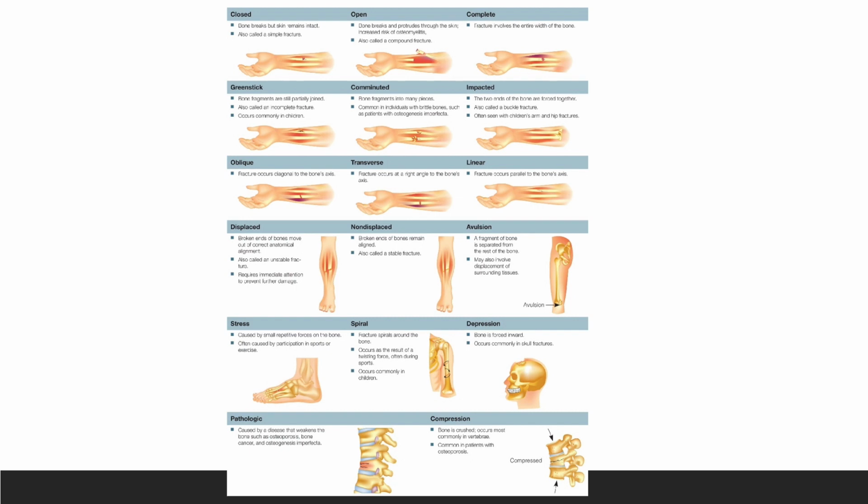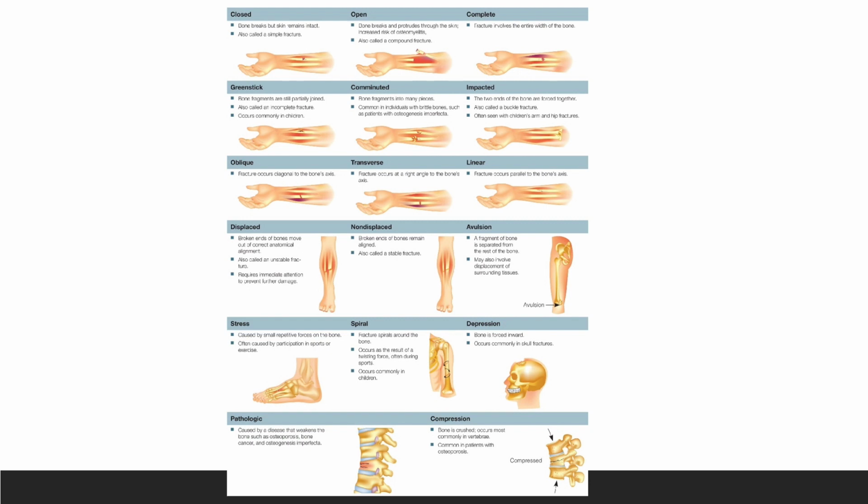And when there is a complete break, then we say that the fracture involves the entire width of the bone. So it's broken through and through. If you remember what I said in the previous slide, broken through and through. And then we have certain other fractures like greenstick fracture. I'm going to be talking about greenstick fracture. I have another slide where I'm going to be talking about it.